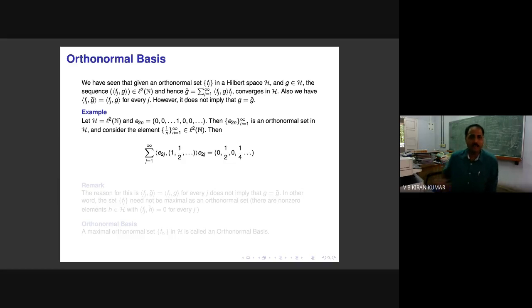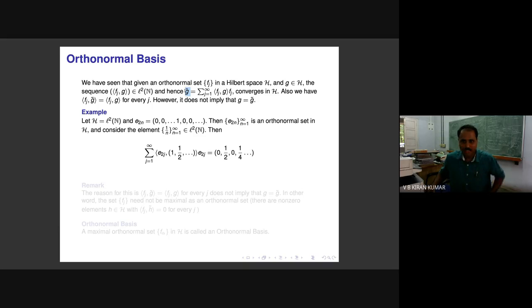Now let me come to a very important part, the final stage of the story. We have seen that you start from an orthonormal set f_j in a Hilbert space H, and g belongs to H. Then the sequence of inner products of f_j and g is in L2N, by Bessel's inequality. And also, by the Riesz-Fischer theorem, you apply it for alpha_j, plugging in this sequence instead. Then this series will converge. But it will converge to some g tilde. You don't know it will converge to g. That need not happen.